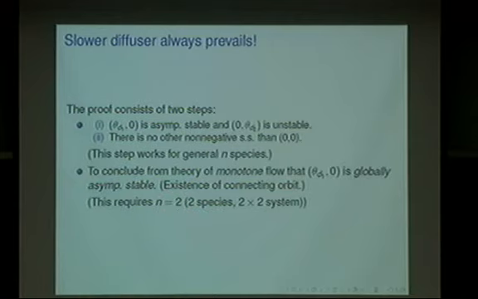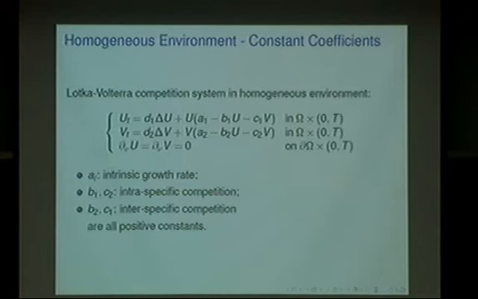So these two facts we talked about, one is the slower diffuser must prevail, the other one is the total population versus total carrying capacity for single equations. They don't look connected, but we're going to connect them in our approach to understand these facts.